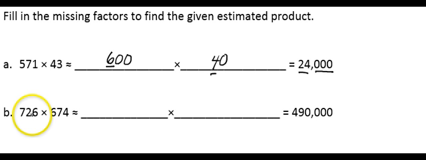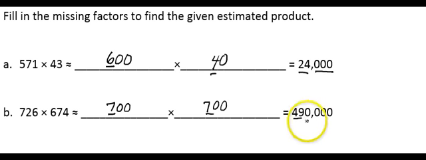In the next problem, 726 rounds to 700. 674 also rounds to 700. 7 times 7 is 49. 100 times 100 would be 10,000, for a final answer of 490,000.